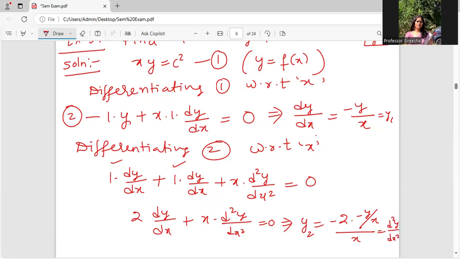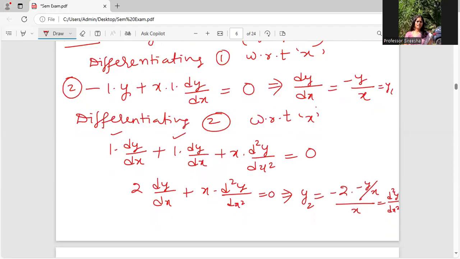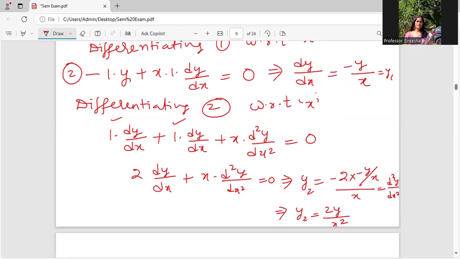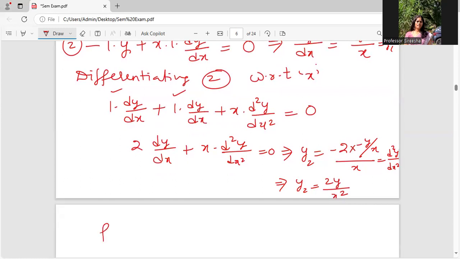I hope I am clear, right? I put d square y by dx square on the left, brought the remaining things towards my right. So 2 into minus would be plus. y2 would finally be 2y by x squared. Okay, I'll be substituting this in the formula. Rho is what? 1 plus.